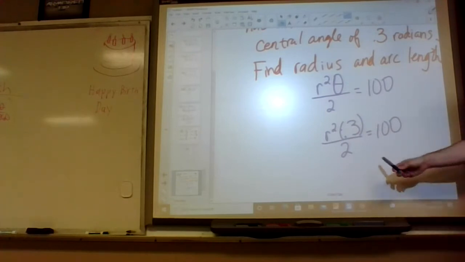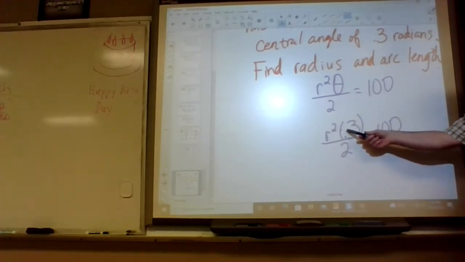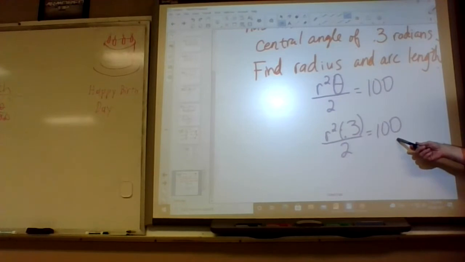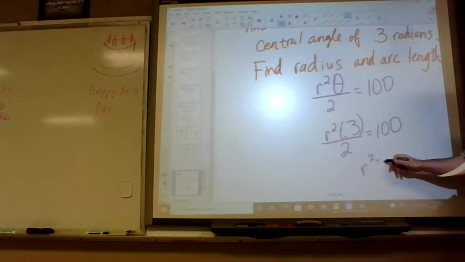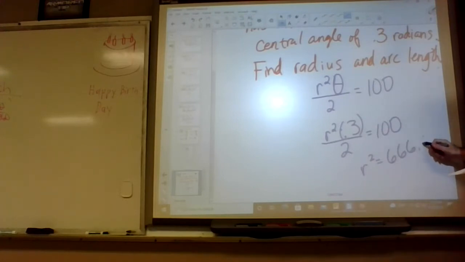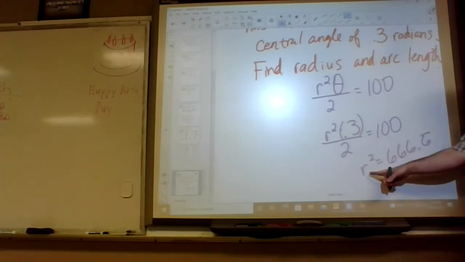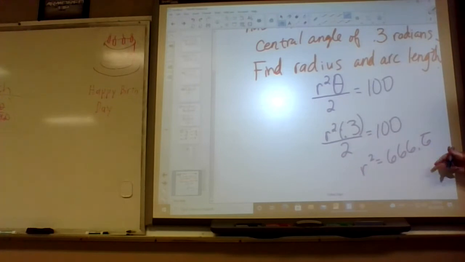So yeah, you multiply by 2, divide by 0.3. If you divide by 0.3, you get 666.6 repeating. And then you get r squared equals 666.6 repeating. So what do we do here? You square root it. Yes, sir. So what does that come out to? 25.8.